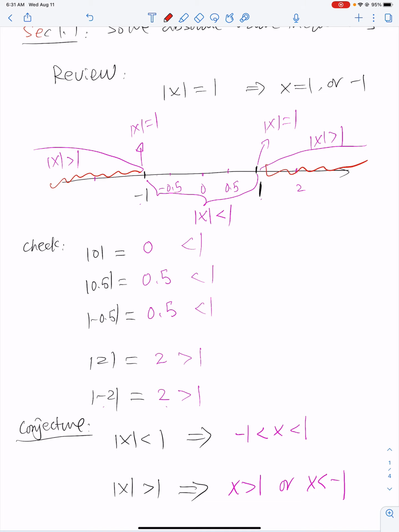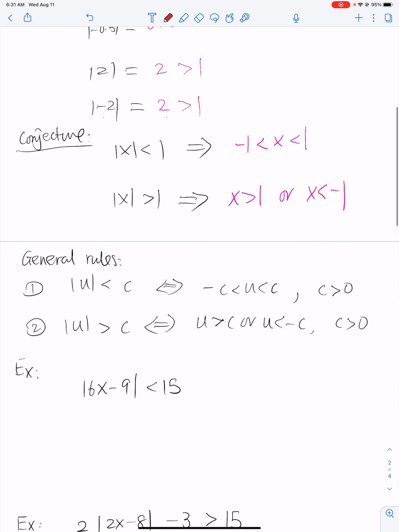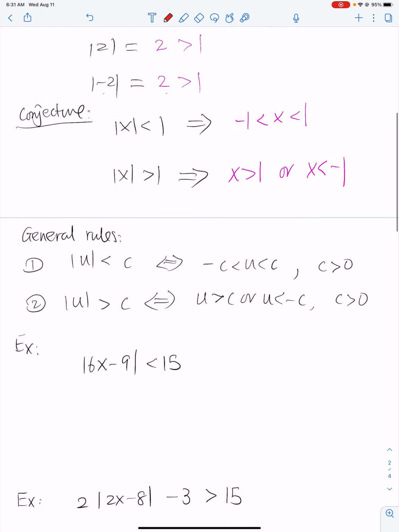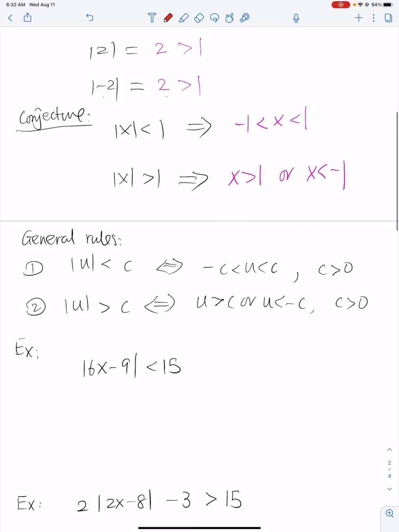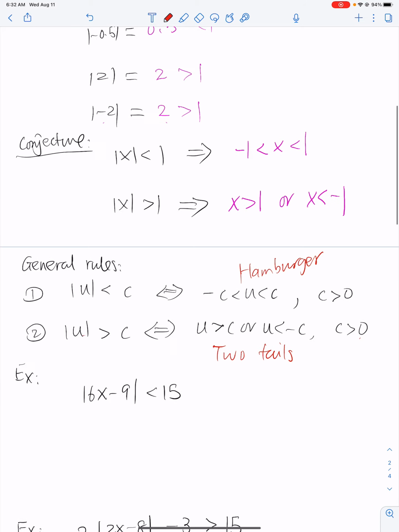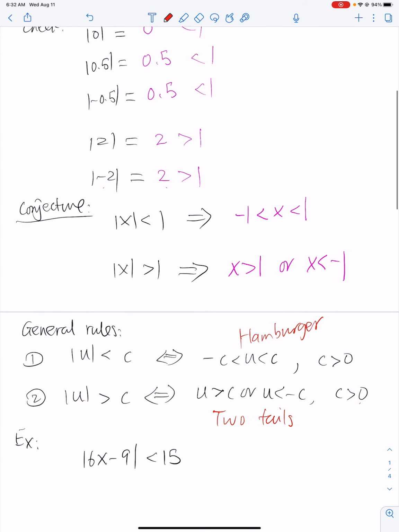So these are the key to solve the absolute value inequalities. Your rules: if absolute value of u is less than c, a positive number, it's always negative c less than u less than c. I call this hamburger. If u is bigger than c, and c is positive, we call it two tails. So less than is hamburger, and bigger than is two tails.